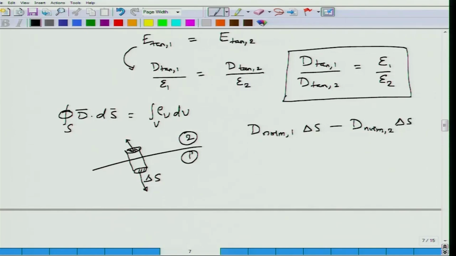Now let us see what happens to the right hand side. What is there in the right hand side? If these two are perfect dielectrics, then there cannot be any free charges, right? A perfect dielectric by definition does not have free charges. What is a material that has free charges? That is a conductor, and we do not have a conductor here. So there is no free charge. So what charge can be there?